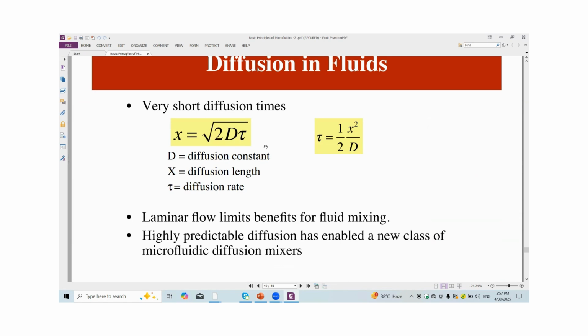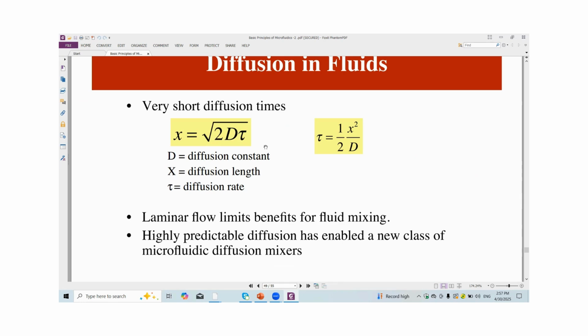For diffusion, the formula is x equals the square root of 2Dt, or you can write tau equals 1 over 2, x squared divided by D. D is the diffusion constant. For example, in COMSOL, if you open it, there is mentioned 1 times 10 to the power minus 9. That is the default diffusion. But the diffusion value depends on the two fluids that are to be mixed or used for any purpose. So the diffusion values may vary, sometimes 10 to the power minus 9, sometimes 10 to the power minus 10. And x is the diffusion length through which the fluid is well diffused, and tau is the diffusion rate.